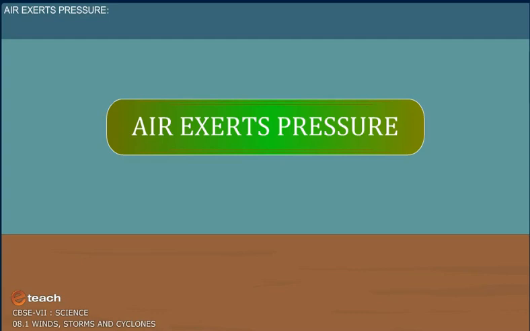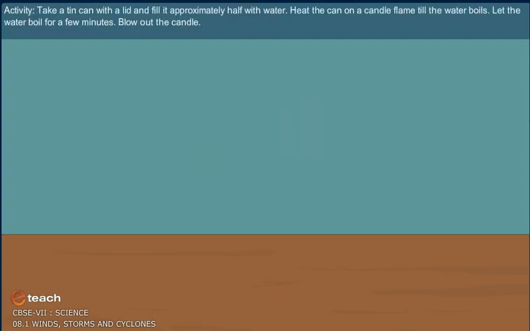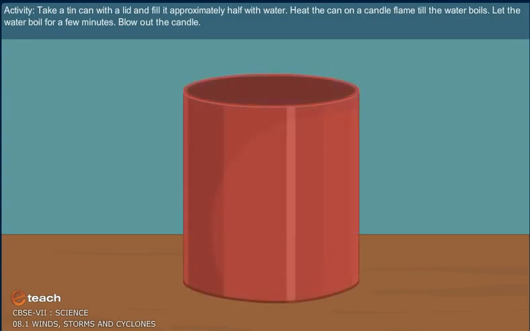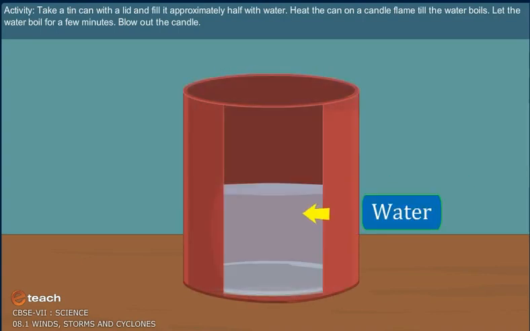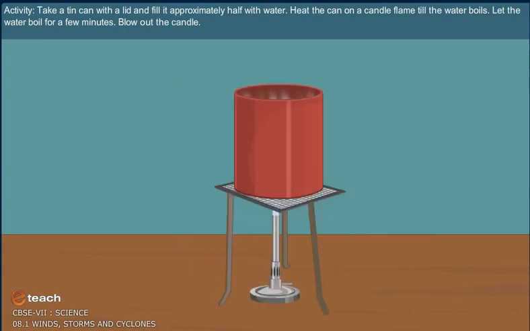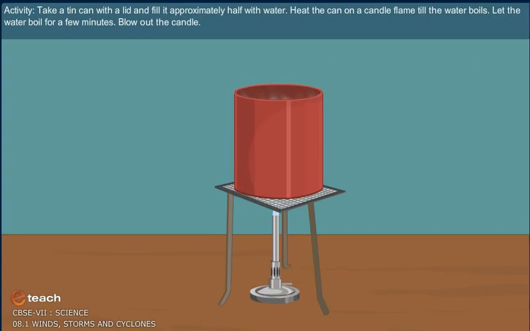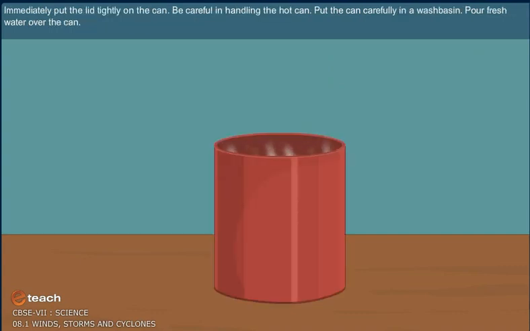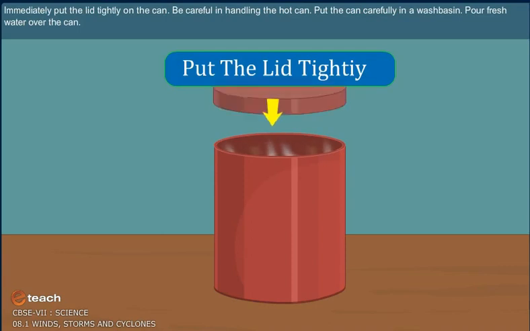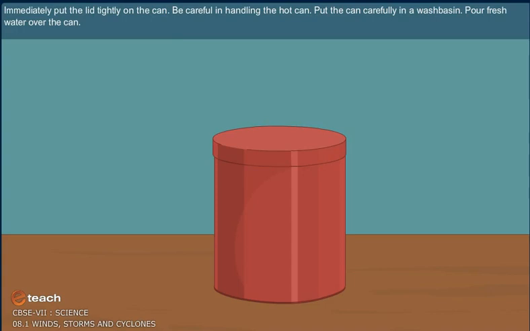Air exerts pressure. Activity. Take a tin can with a lid and fill it approximately half with water. Heat the can on a candle flame till the water boils. Let the water boil for a few minutes. Blow out the candle. Immediately put the lid tightly on the can. Be careful in handling the hot can.